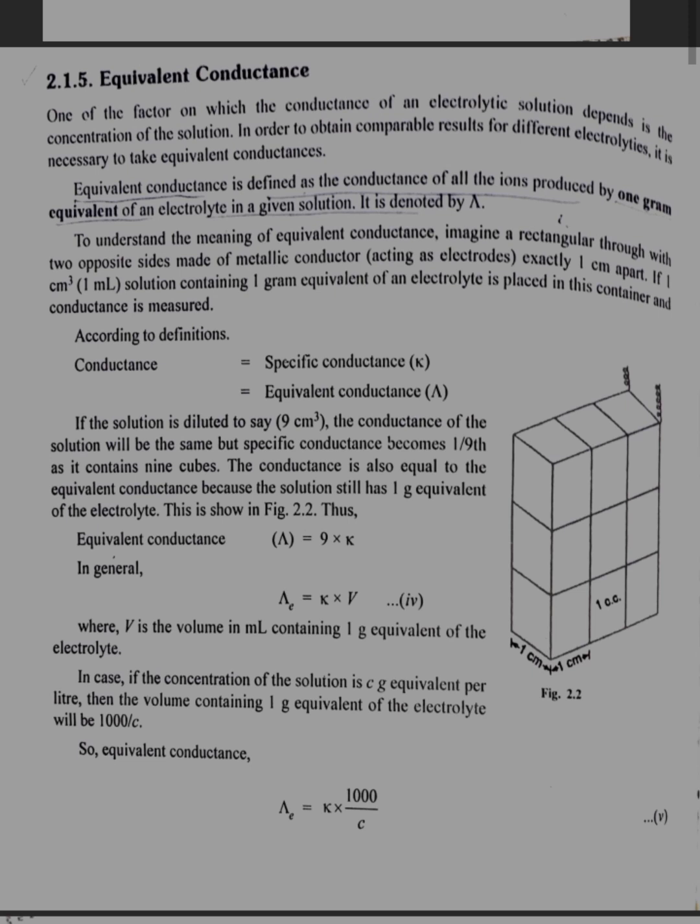To understand the meaning of equivalent conductance, imagine a rectangular trough with two opposite sides made of metallic conductor exactly 1 cm apart. If 1 cm cube of solution containing 1 gram equivalent of an electrolyte is placed in the container and conductance is measured, then according to the definitions, conductance is equal to specific conductance K, or is equal to equivalent conductance lambda.